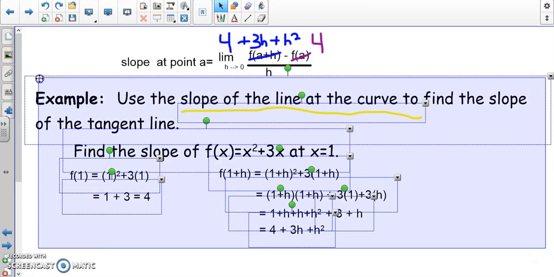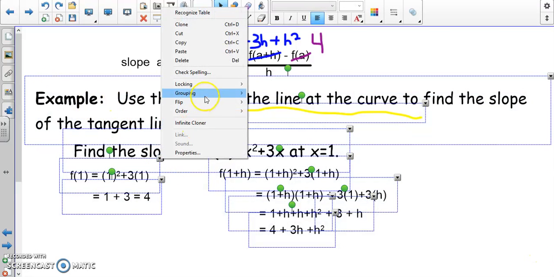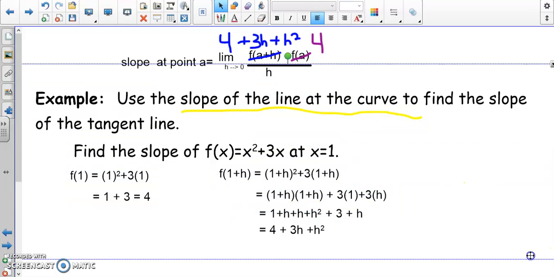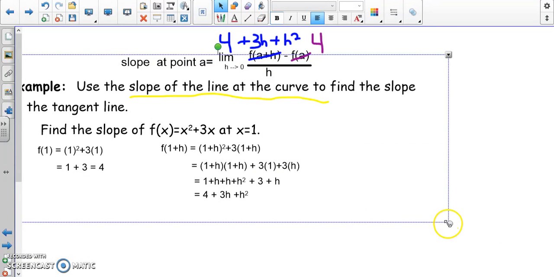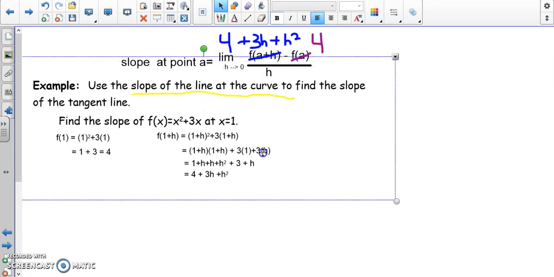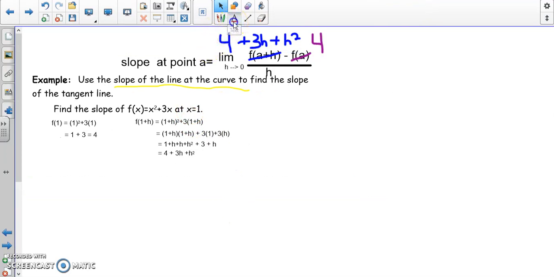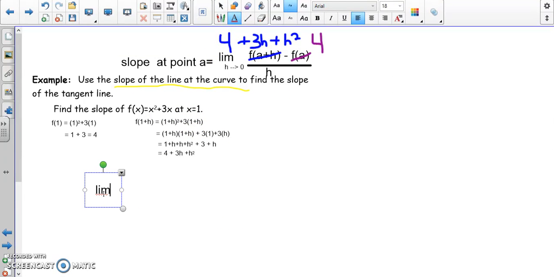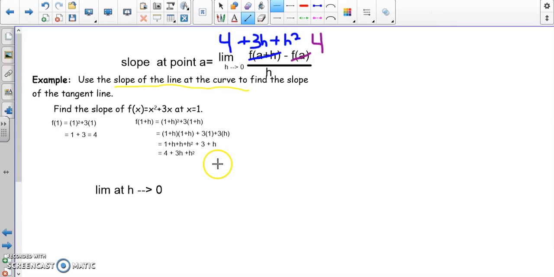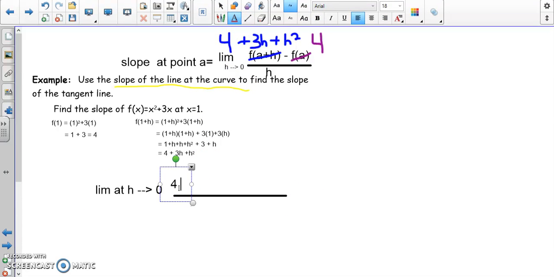So let's take a second and take all this. This was all really good work, but I don't want it to take up too much space on my screen. So let's take it like this. All right, so that's what we have. That's our equation. That's all of our work. So let's set this up. We have the limit as h goes to 0 of our difference quotient here. On top we have 4 plus 3h plus h squared, right? That's our one term.